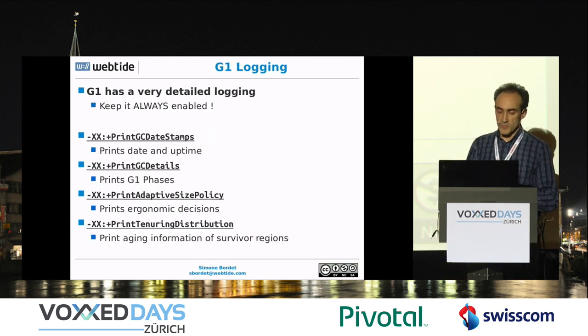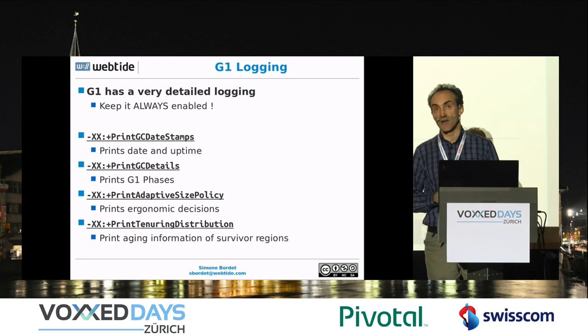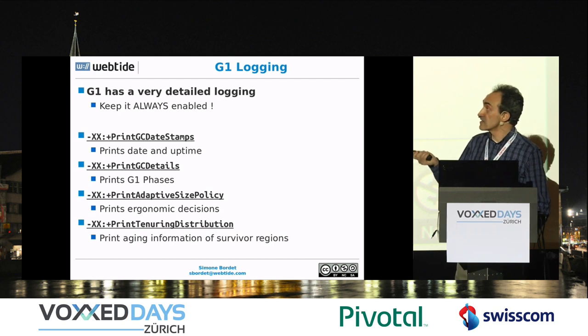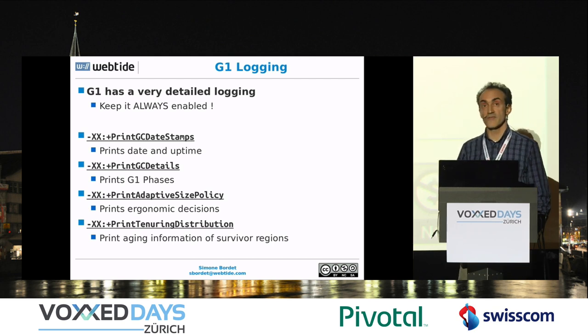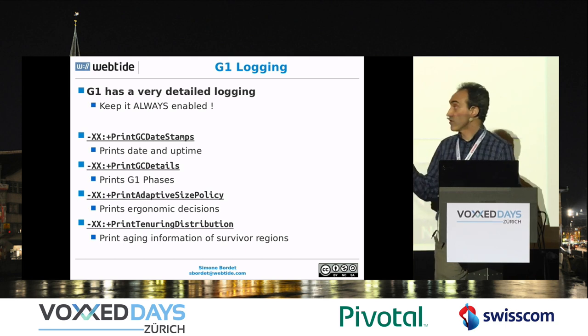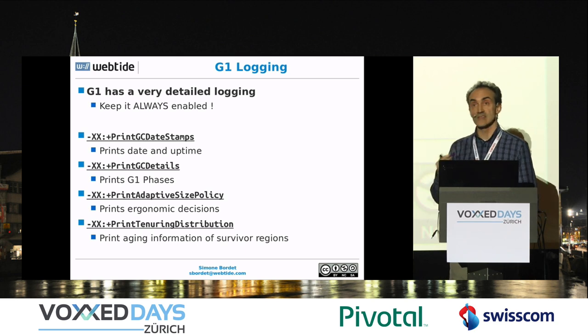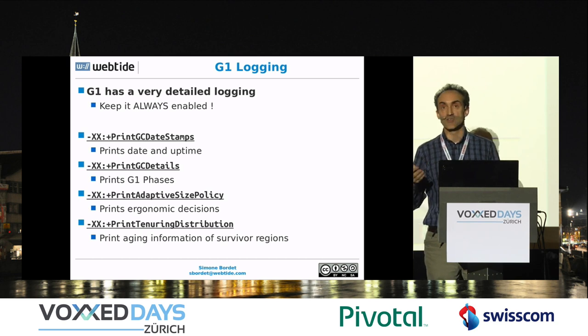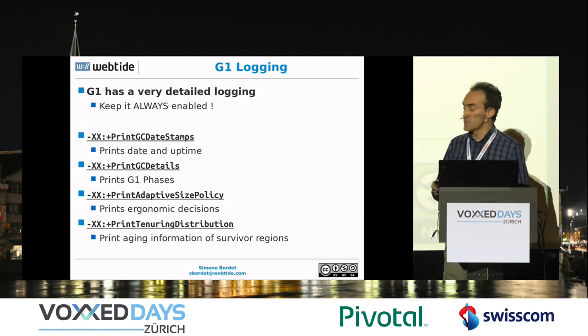This is an important slide, because G1 has very detailed logging. So I always suggest that you keep these flags enabled in your application. They have very little overhead on your application throughput, but they provide you very important information. When you have a problem with G1, if you don't have the switches enabled that tell you why G1 failed and when, then it is going to be very difficult for you to figure out something. So always keep them enabled.